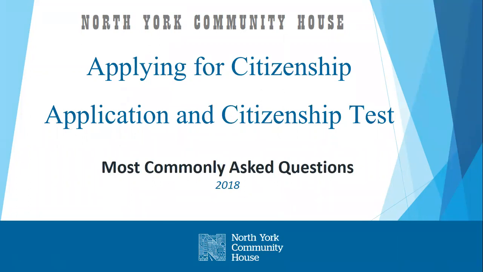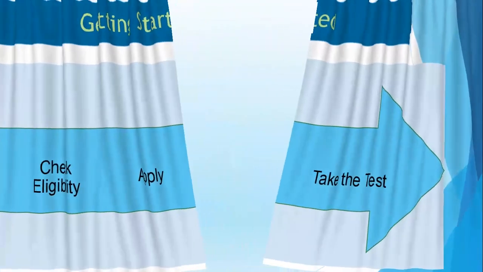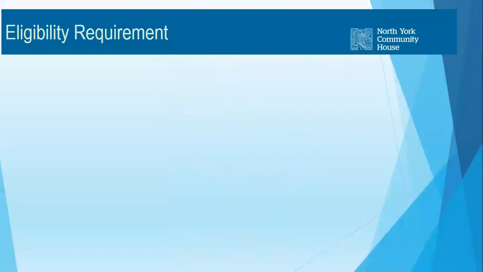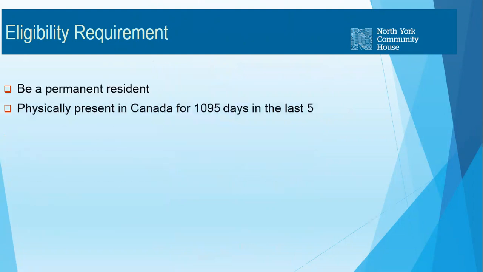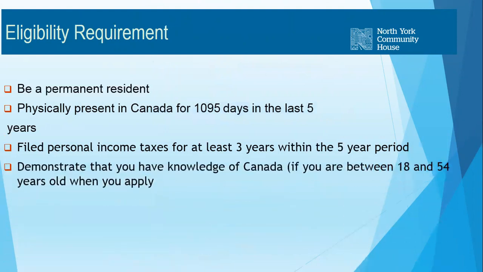Let's begin. How can I start the application? So the first thing that you should do is to determine your eligibility. That means that you have to be a permanent resident, you have to be physically present in Canada for at least 1,095 days or 3 years in the last 5 years immediately before you apply. You have filed income taxes for at least 3 years within the 5-year period, if required under the Income Tax Act. You demonstrate that you have knowledge about Canadian history.